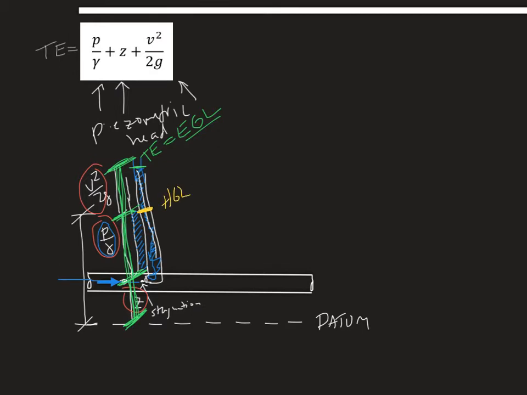Hydraulic grade line. You notice the hydraulic grade line only tracks the potential energy side of this whole thing. So the hydraulic grade line is Z and P on gamma. And the energy grade line is the whole thing. One of the important equations, one of the only equations that comes out of this, is that EGL minus HGL equals V squared on 2g, which we should be able to see graphically from what I just did down there. So we're going to talk about that in great depth today.